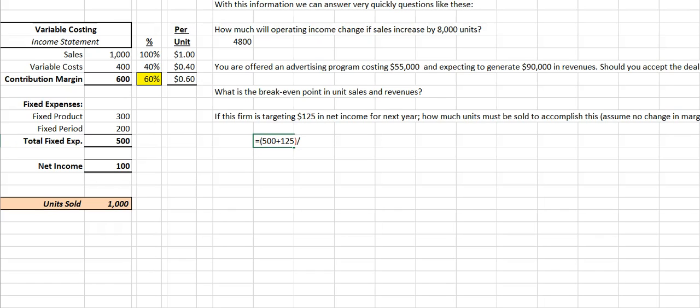And each unit contributes 60 cents, right? So you divide that by 0.60, and you must sell 1,041 units, 1,042 units. Go ahead and round it to 1,042. So you must sell 1,042 units to have net income of $125, okay?